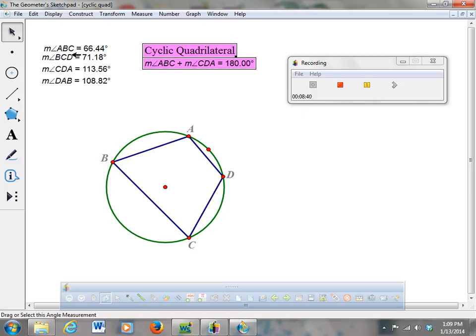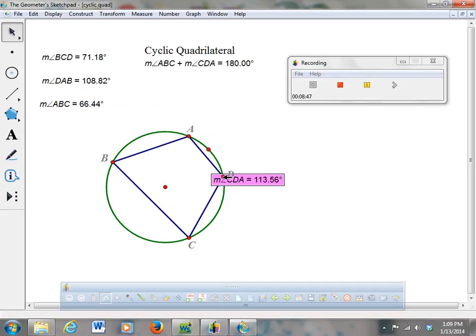Okay. So this angle ABC, which is this one right here, and this angle CDA, which is this one right there, those are always going to be 180.